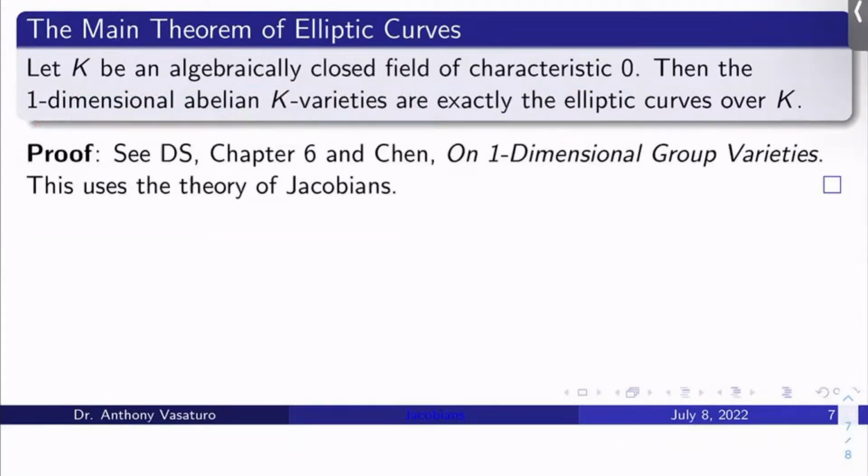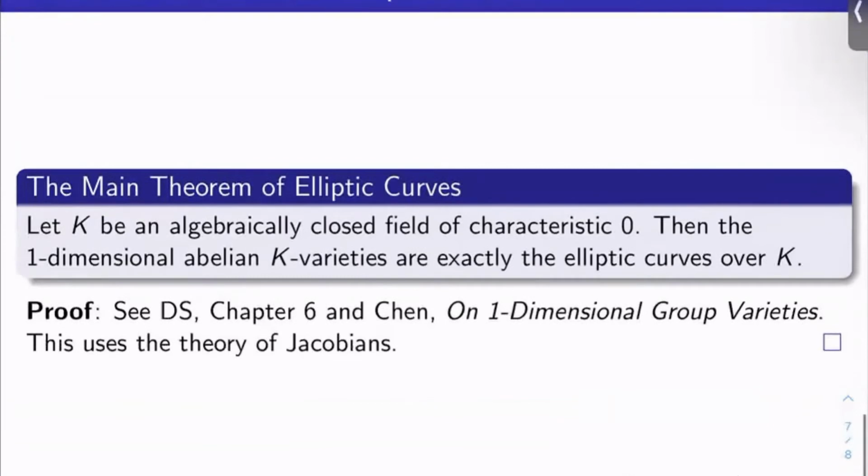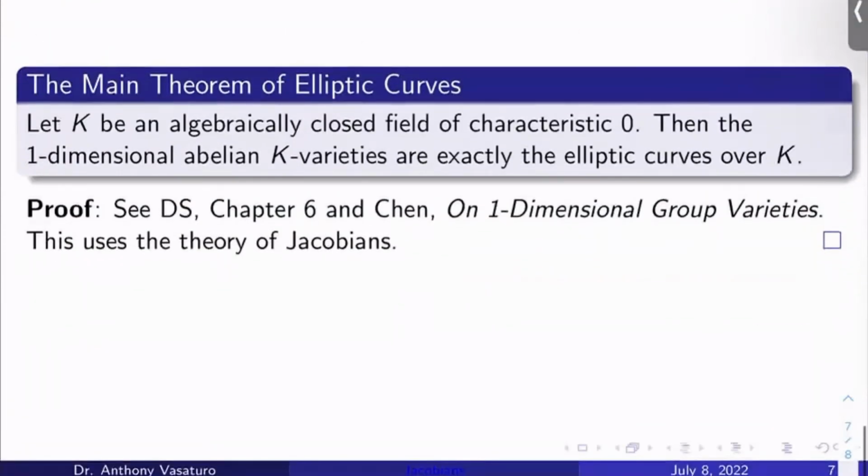Okay, so for an introduction to the proof of this, you should look at Diamond and Shurman chapter 6, but the information there isn't complete. I found this article online called Chen on one-dimensional group varieties. I think it's actually called on one-dimensional group variety. There's a typo in the title. And that has more of a full proof. And there are a variety of other sources, Milne's notes and all kinds of things like that. And again, the point of me bringing this up is it's obviously relevant as we're talking a lot about elliptic curves lately, but also the proof uses the theory of Jacobians.